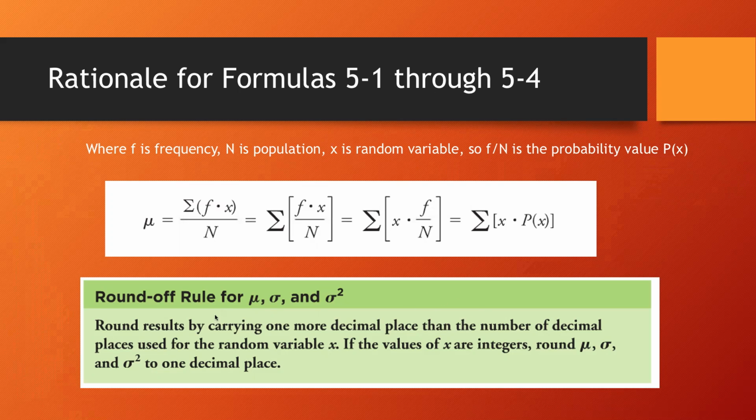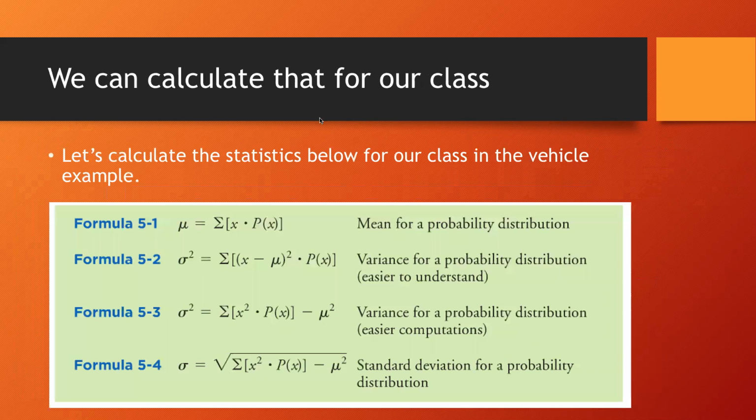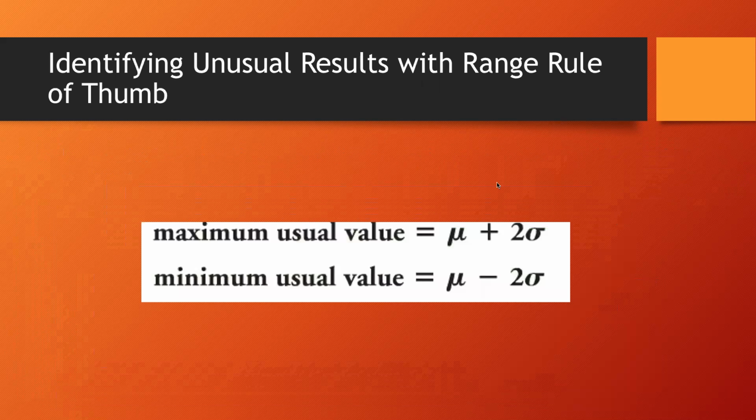It's kind of neat. The round off rule is kind of nice. I know some of you might have questions about how many decimal places you should carry. Use one more decimal place than the number of decimal places in the original data set. Usually do your rounding at the very end. Don't round prematurely. Okay, we won't calculate it for our class because we can't do that one.